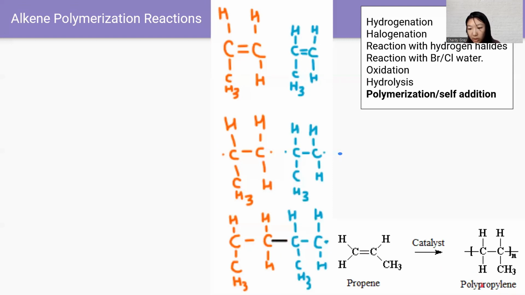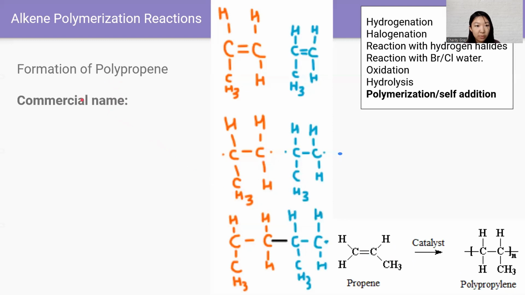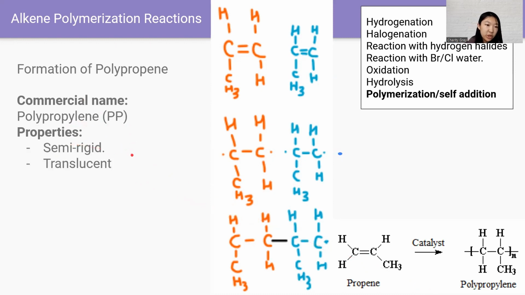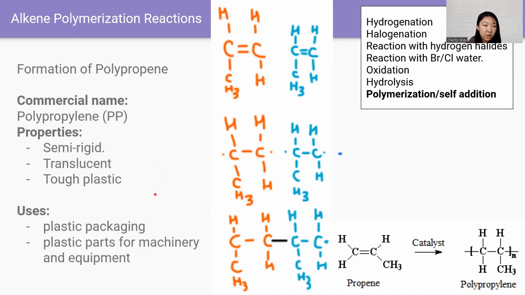You get polypropene. Commercial name, polypropylene, sometimes known as PP. And then the properties: semi-rigid, translucent, tough plastic, right? And then you have uses: plastic packaging, plastic parts for machinery and equipment, fibers, and textiles. So this is polypropylene.